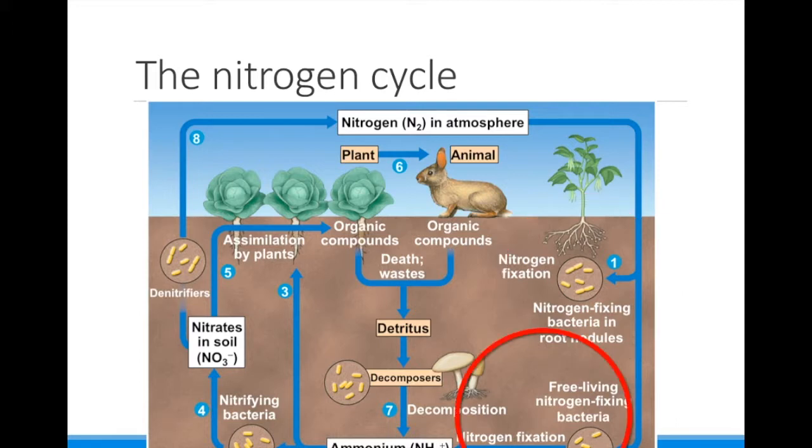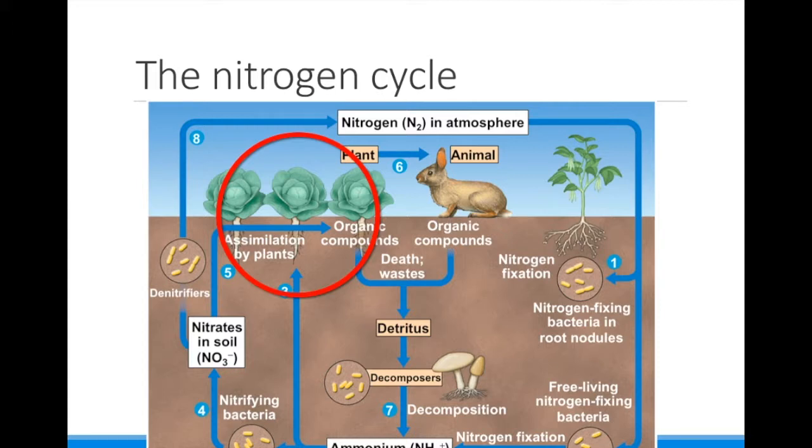There are other bacteria called free-living bacteria that live in the soil. They can turn atmospheric nitrogen into usable nitrogen in the soil. They don't have to be in the roots of plants. So nitrogen fixation turns atmospheric N2 into ammonia, which picks up another hydrogen and is stored in the soil as ammonium. Plants can use ammonium from the soil to build their bodies.